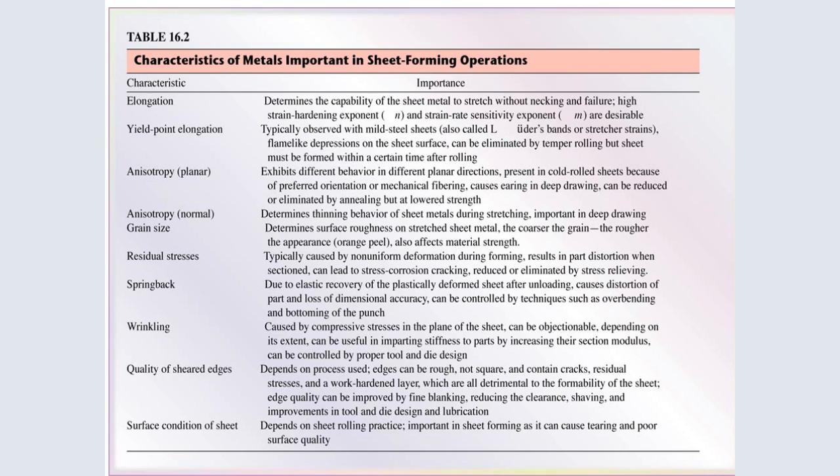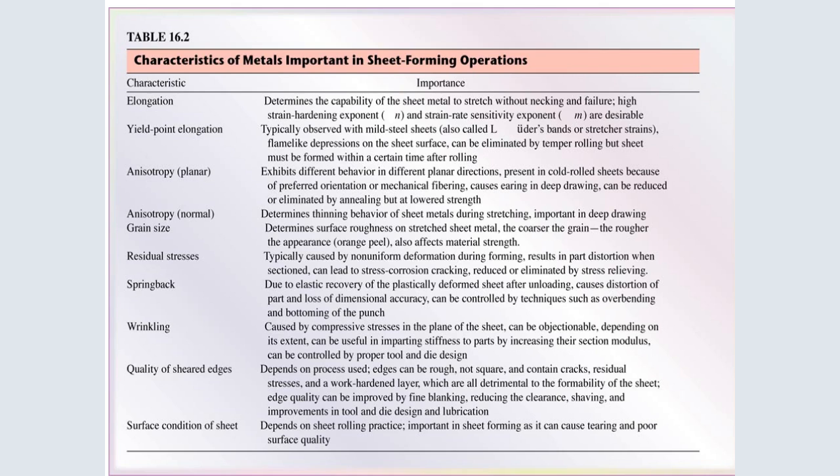And then we have anisotropy, which exhibits different behavior in different planar directions, present in cold rolled sheet because of the preferred orientation. Another one is residual stress, typically caused by non-uniform deformation during the forming process, that results in part distortion when sectioned. Another one is springback. Springback is due to the elastic recovery of the plastically deformed sheet after unloading.